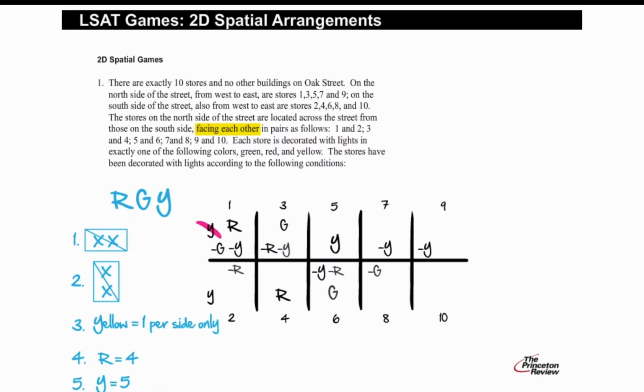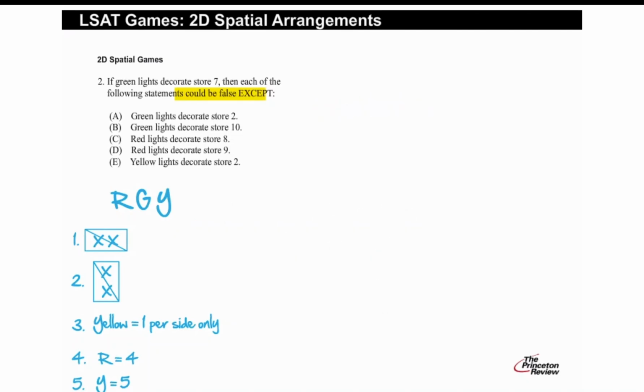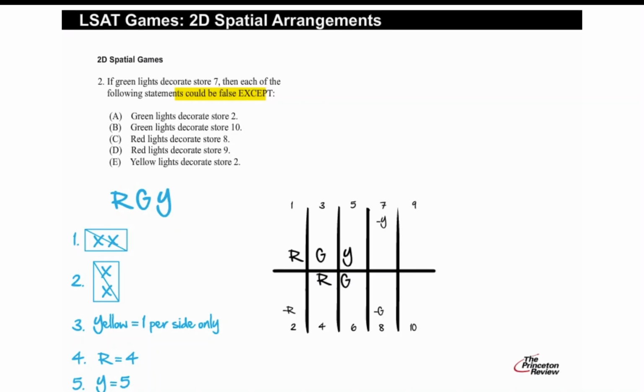Now it's time to attack the questions. There isn't a grab a rule question, so start with number 2, the first specific question. If green lights decorate store 7, then each of the following statements could be false except. Could be false except translates as must be true. The next step is to draw a new diagram, bring over the constants, and plug a G into slot 7 according to our question. Next, fill in what you know.